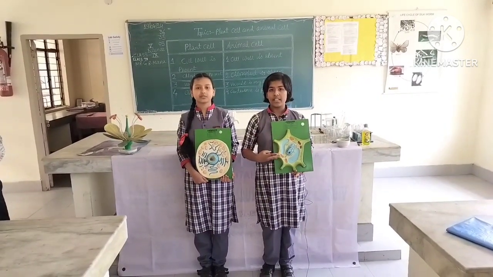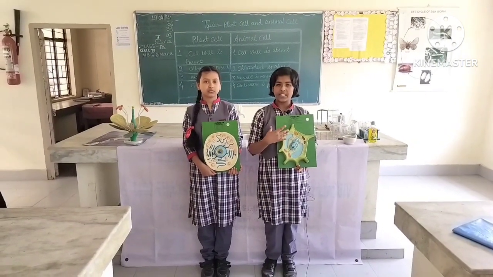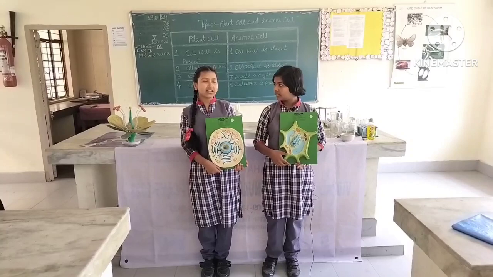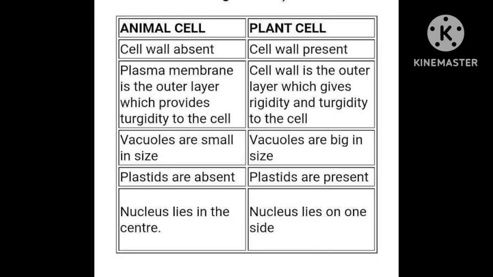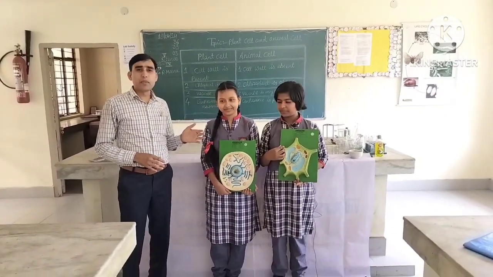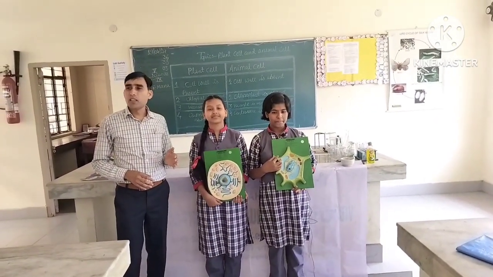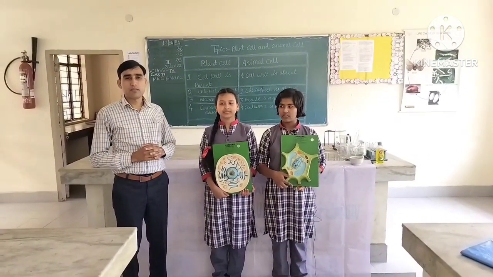The third difference is that the vacuoles cover 50 to 90% of space in plant cell, but in animal cell the vacuoles are very small in size, as mentioned earlier. These are basically four differences between plant cell and animal cell. Now can every child differentiate? Yes or no? Yes, sir.